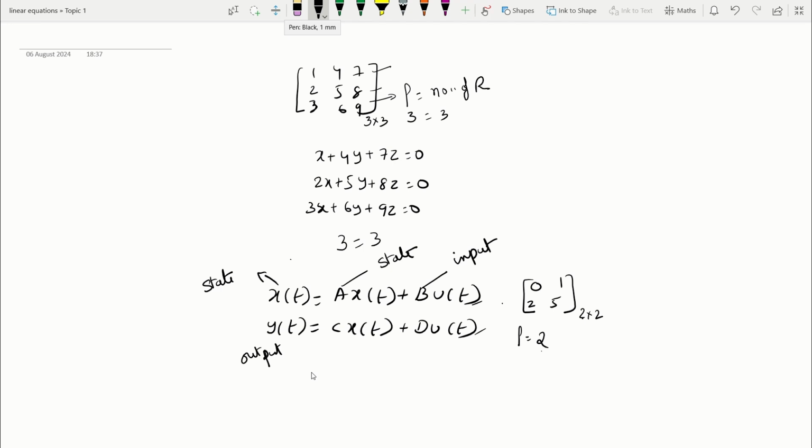If rank is equal to the order of the matrix, you can say that whatever the equations you are getting, the system is controllable. What is controllable? It is possible to drive the state vector from any initial state to any desired final state within a finite time interval using an appropriate control input.